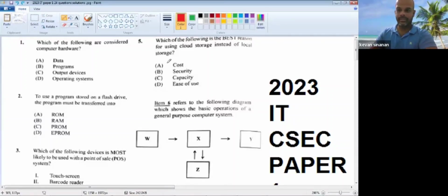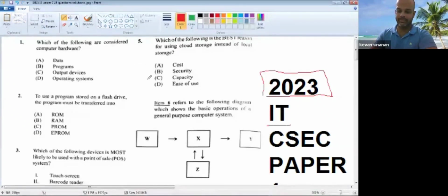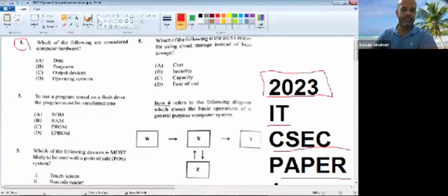What we're doing here today is the past paper for 2023 for IT, which is Information Technology, the CSEC Paper 1. And Paper 1 are multiple choice questions. So the first question is, we're here at number 1. Which of the following is considered computer hardware?